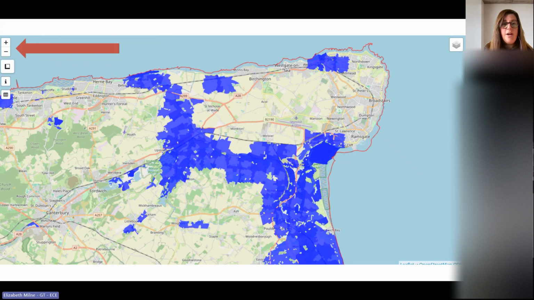And using the plus and minus keys, you can also scan in and out to see exactly where that is. So you don't have to look at it at a county scale, you can go right down to the local level.